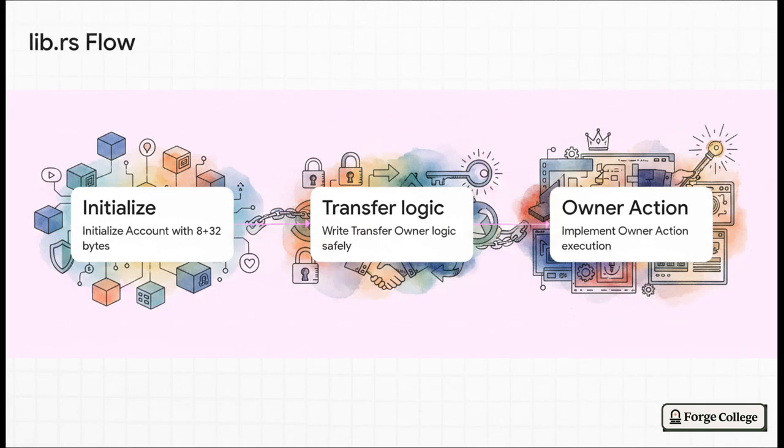Now here's the step-by-step flow for our lib.rs file. Step 1, we initialize the account and carve out the exact memory space we need. Step 2, we write the logic to transfer ownership safely. And step 3, we implement the specific action that only the owner is allowed to execute. It's a nice logical progression.